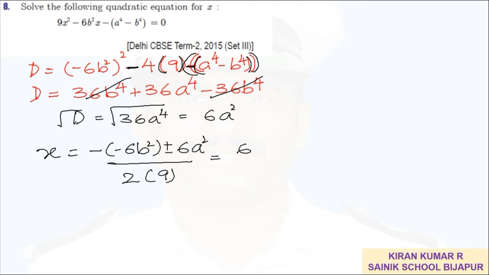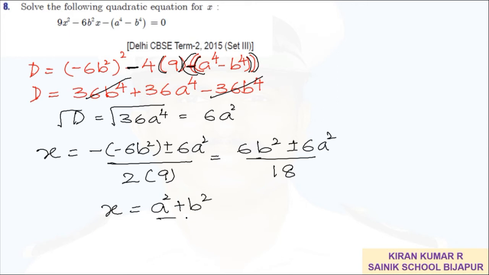Further, it can be written as 6b square plus or minus 6a square divided by 18. So 6 can be taken common and can be simplified. So the final result I'll write is a square plus b square upon 3, or a square minus b square upon 3. This will be the result.